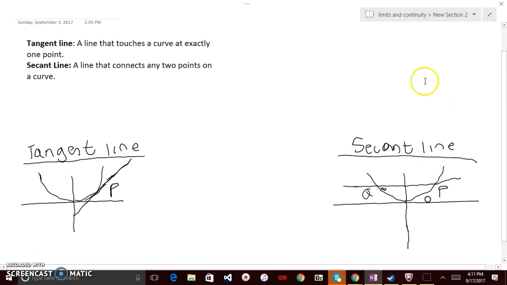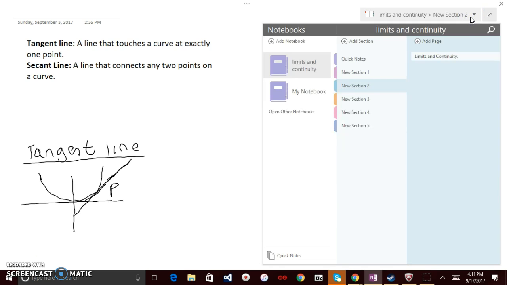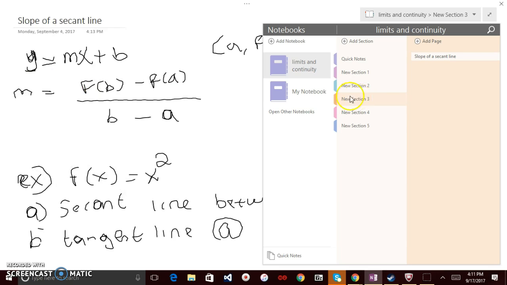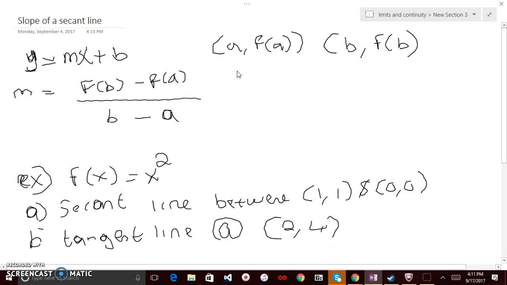Despite their graphical differences, they also have differences mathematically in how you go about finding them. But one similarity is that, at the end of the day, they're both lines. So they can both be described by the linear equation y equals mx plus b.